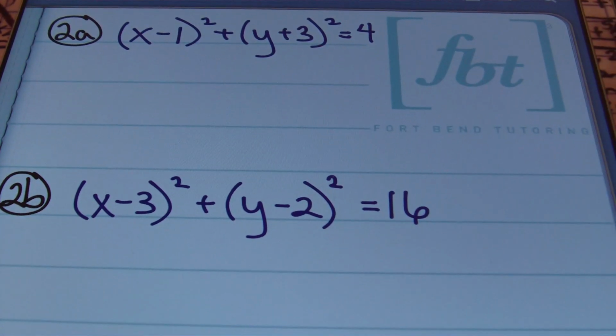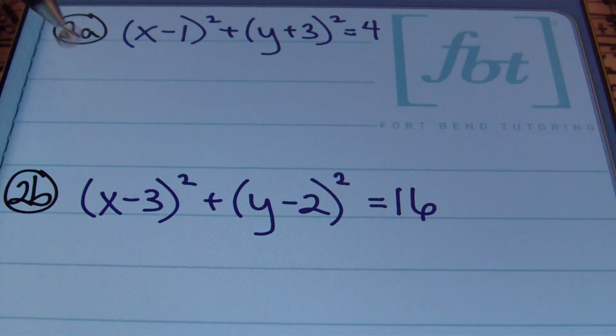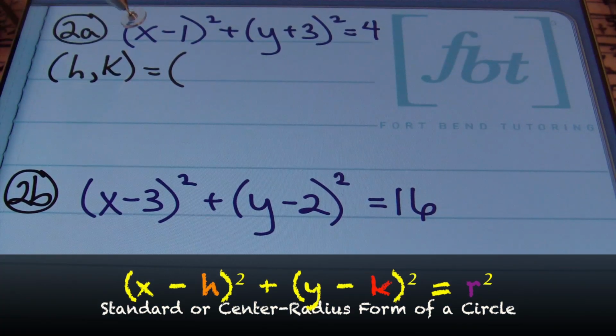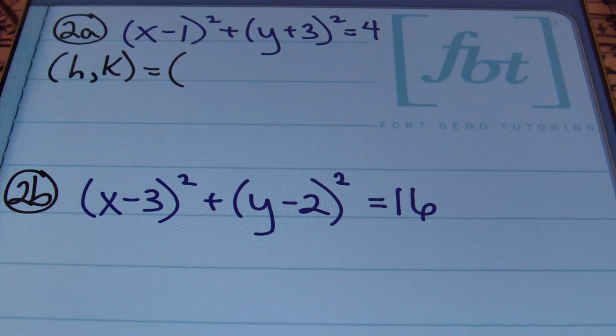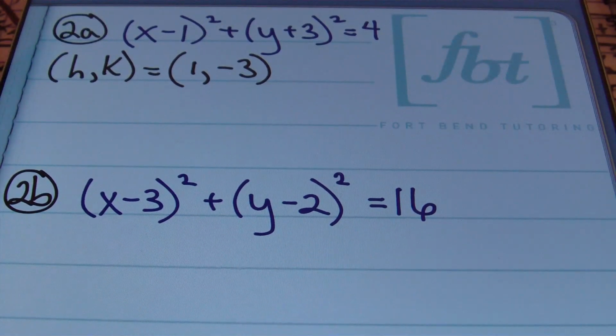Moving on to problem 2a. Here we already are given an equation in center-radius form. It's the quantity of x minus 1 squared plus the quantity of y plus 3 squared equals 4. So I want to find out what that (h, k) value is. Remember, the h value is going to be the opposite of the value in the first set of parentheses, whereas your k value will be the opposite of the value in the second set of parentheses, the one that has your variable y. So the opposite of -1 is +1, that's my h value. The opposite of +3 is -3, which is my k value, and this is the center of the circle as far as this formula is concerned.